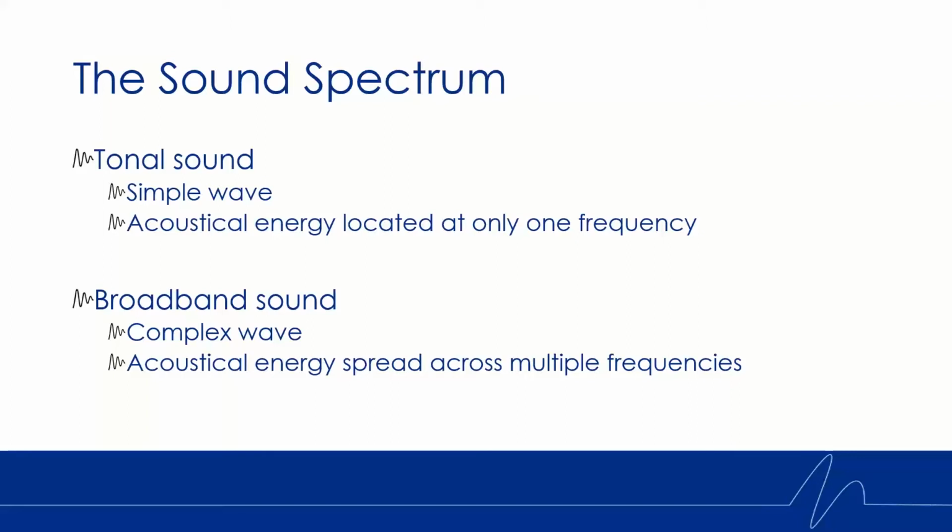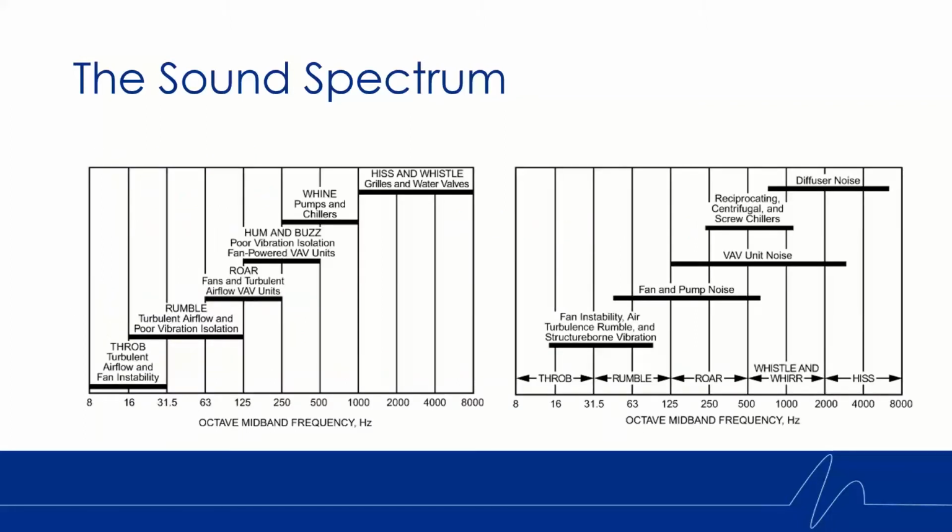There's 2 main types of sound, so one being tonal, and this is not very common on an HVAC system. This is a simple wave. All of the acoustic energy is located at one frequency. What's far more common is broadband sound, and this is a complex wave. There's going to be acoustic energy across pretty much all of the frequencies.